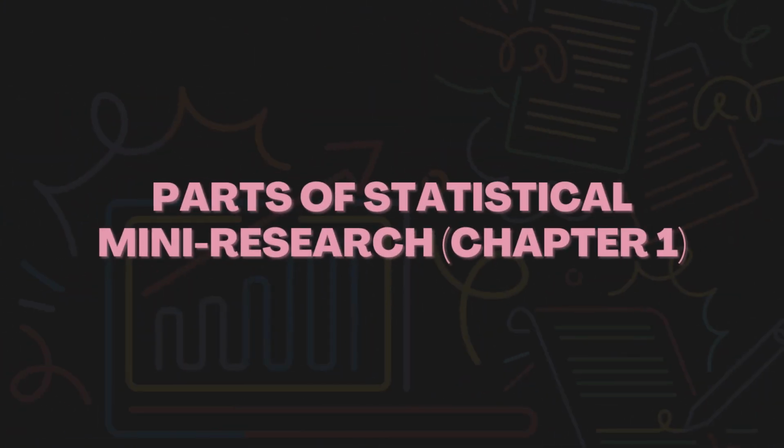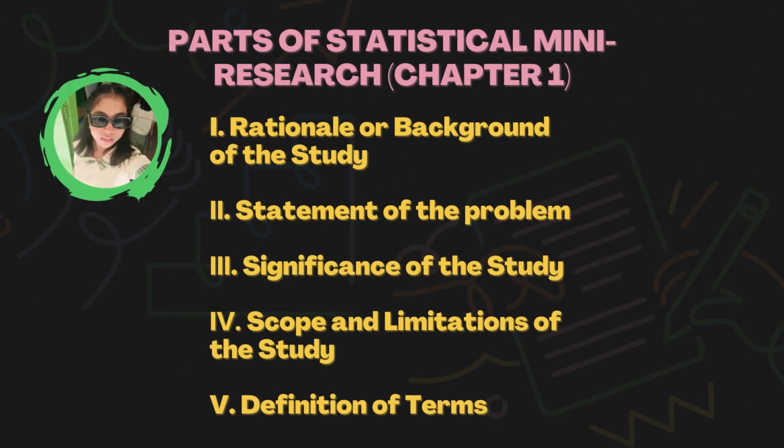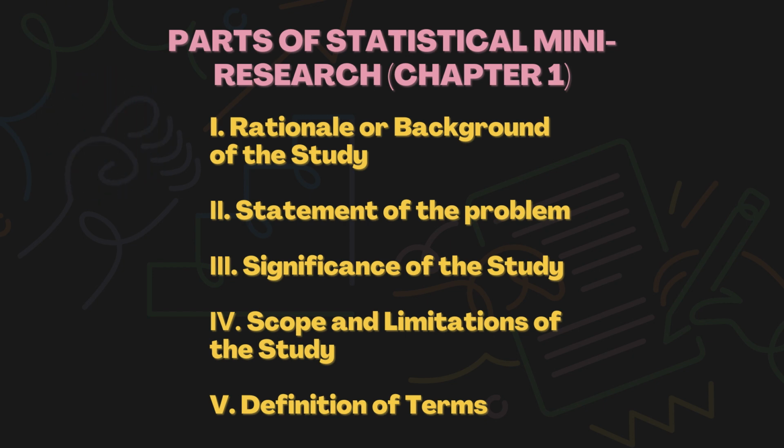So let's explore the key parts of statistical mini research chapter 1. First, we have the rationale or background of the study. Second, the statement of the problem. Third, significance of the study. Fourth, the scope and limitations of the study. And lastly, the definition of terms.